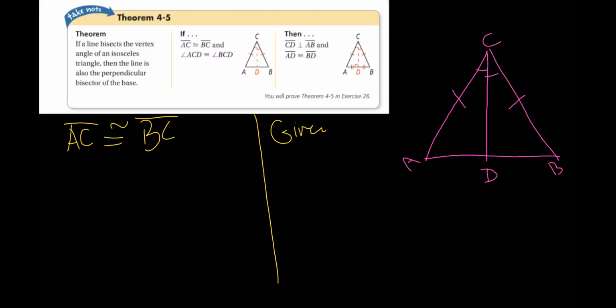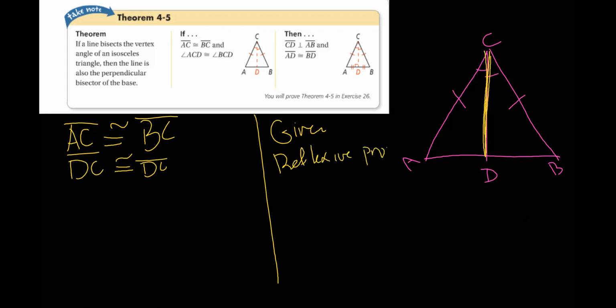DC is congruent to DC. Yes. Now this is reflexive. Look at this line here. This line, as you see, is common between these two triangles. So DC is congruent with DC because of the reflexive property.